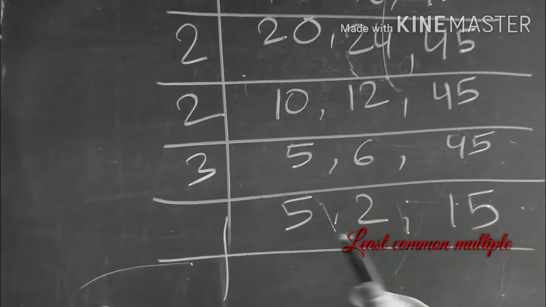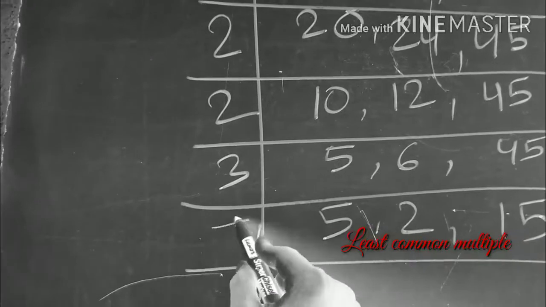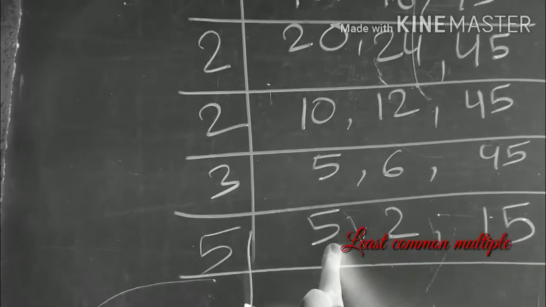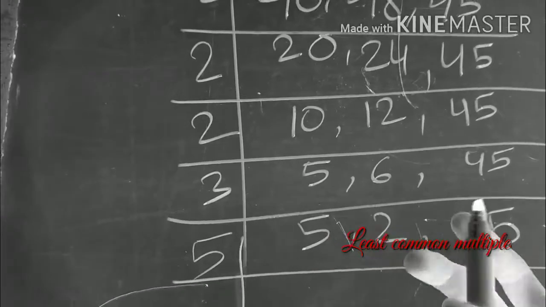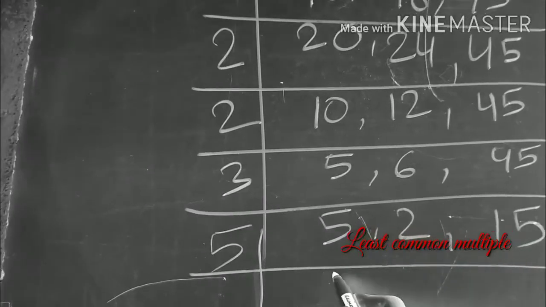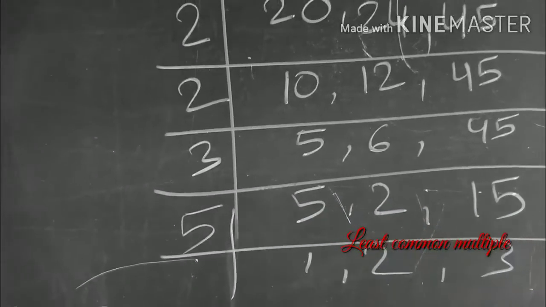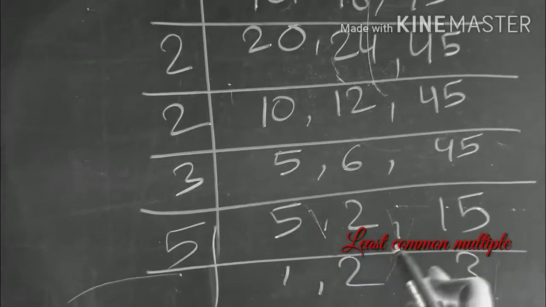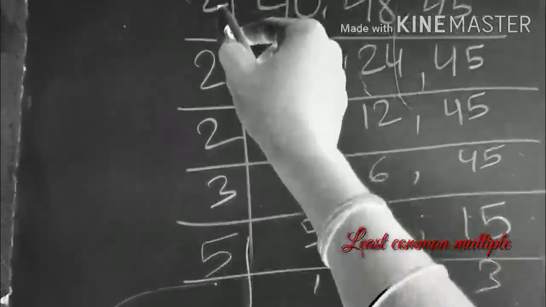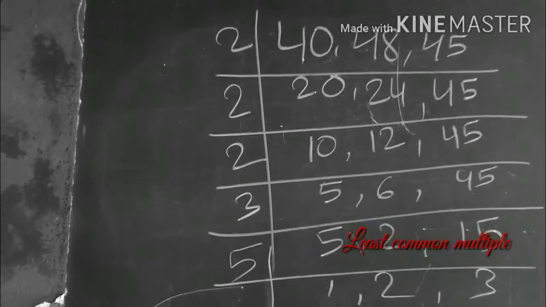4 is not divisible by anyone, so we will move to the 5. 5 is common to everyone. 5 and 5. So we are getting 2 terms. 5 ones are 5, 2 is common, and 5 threes are 15. Hereafter no moves. 1, 2, 3 all are different. So the remaining terms we will put as multiples.